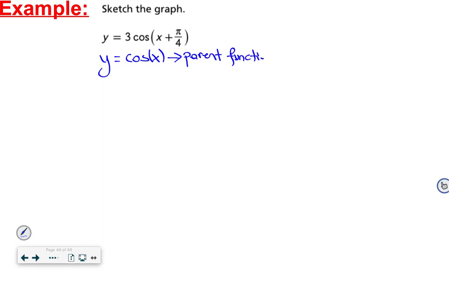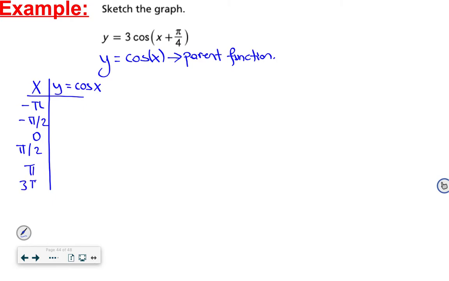Sometimes you can see main function as well. Alright, to be able to understand the graph, make a table first for the parent function. I am going to give these values: negative pi over 2, 0, pi over 2, pi, 3 pi over 2, and 2 pi. If you give the negative pi, you will get negative 1. You can also use the graphing calculator as well.